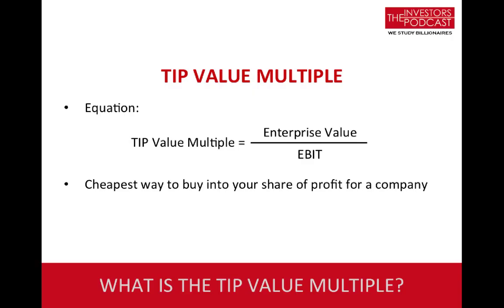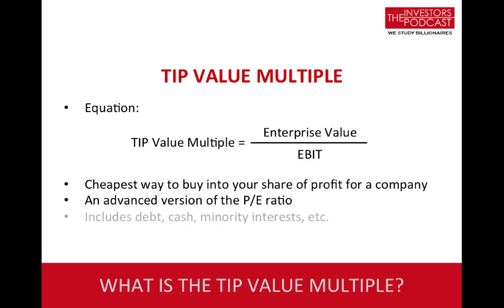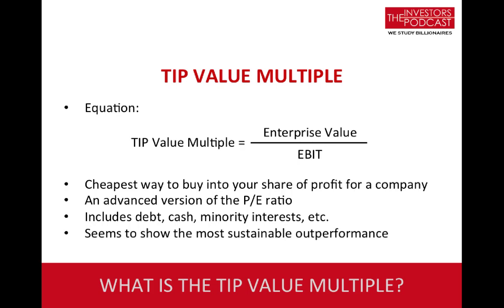You'll probably not be surprised if I told you that research shows that a low PE stock typically outperforms the market. Now, the TIP multiple is an advanced version of the PE multiple, created to capture a higher market outperformance. It includes debt, cash, minority interests, and much more all in one metric, and it's the metric that seems to show the most sustainable outperformance of them all. In Module 4.3 and 4.4, I'll break down the TIP value multiple in detail, but for simplicity, in Module 4.2, you can simply think of the TIP value multiple as the PE.